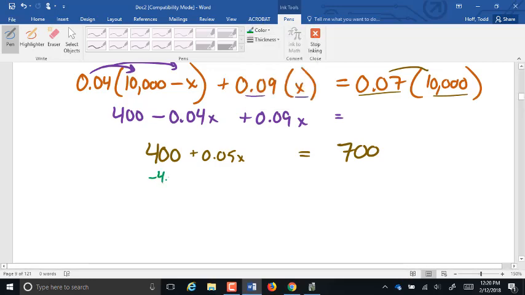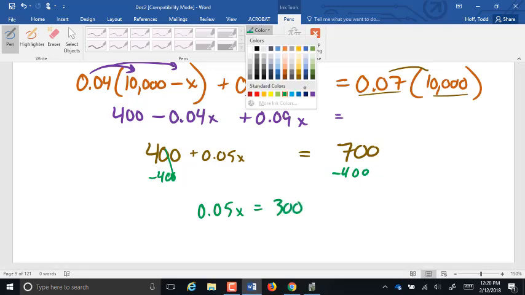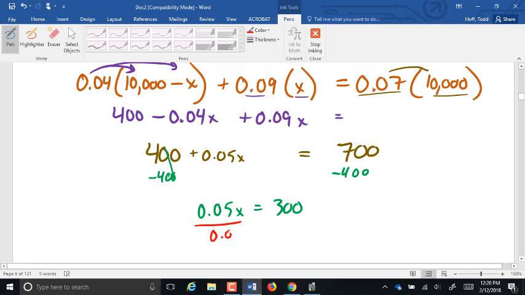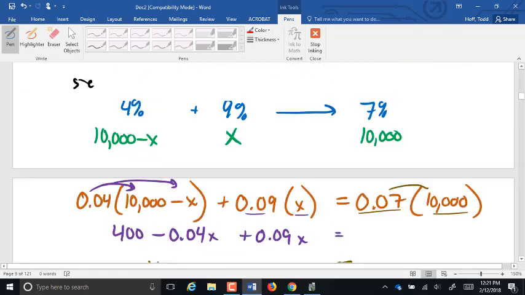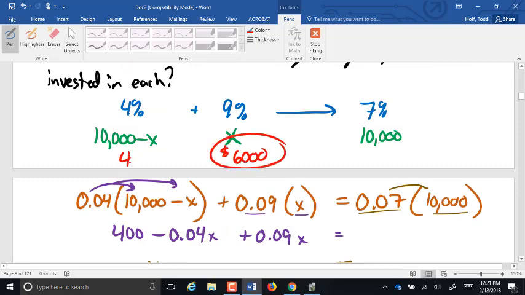Solving for X, subtract the 400. 0.05X equals $300. And we divide by 0.05. X equals $6,000. So again, let's look to see what X is. X was the amount of 9%, so $6,000 there. 10,000 minus X would be 4,000 in the 4%.